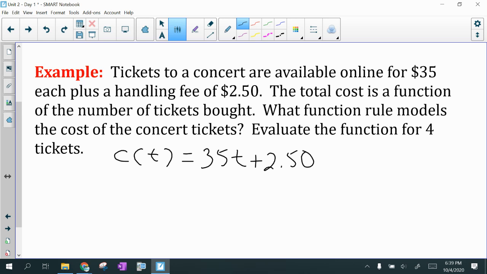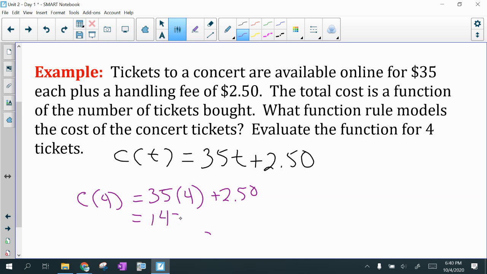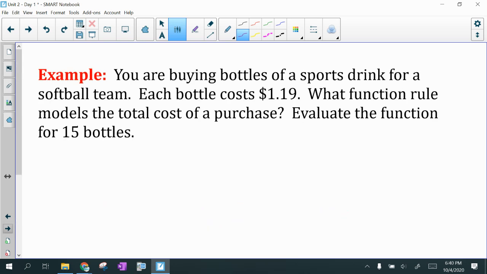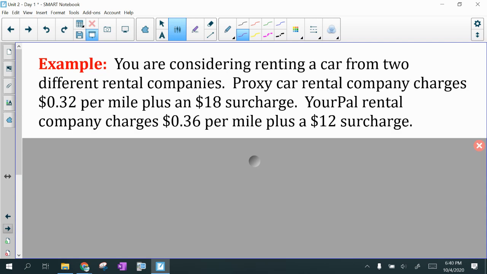And now you're being asked to evaluate the function for 4 tickets. So I'm going to say C of 4 equals 35 times 4 plus 2.50. Okay, and 35 times 4 is going to get me $140 plus 2.50. So I'm going to say $142.50.